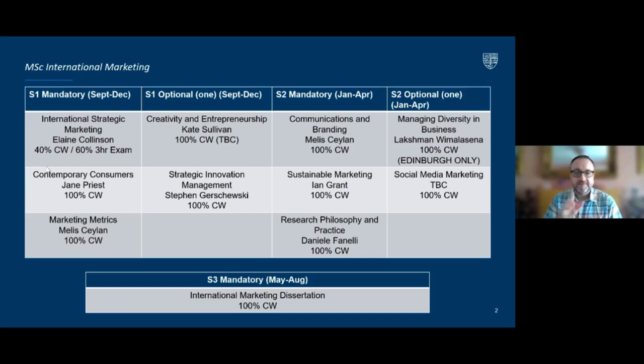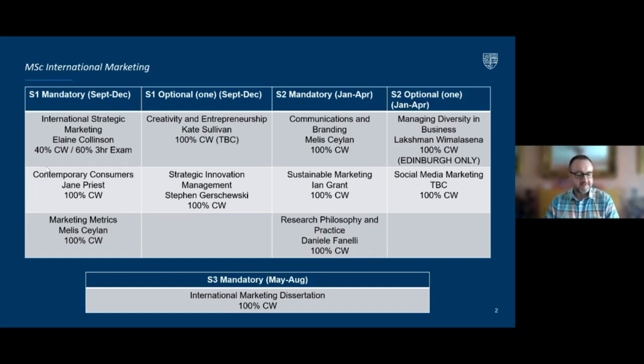But if you sort of scan across the rest of the courses on this spreadsheet, you'll notice that's the only time that you see the word exam. So we don't have a lot of exam assessment in this program, but what we do have is in December, so it gets it out of the way fairly quickly. So that's your first mandatory course, International Strategic Marketing with Elaine Collinson.